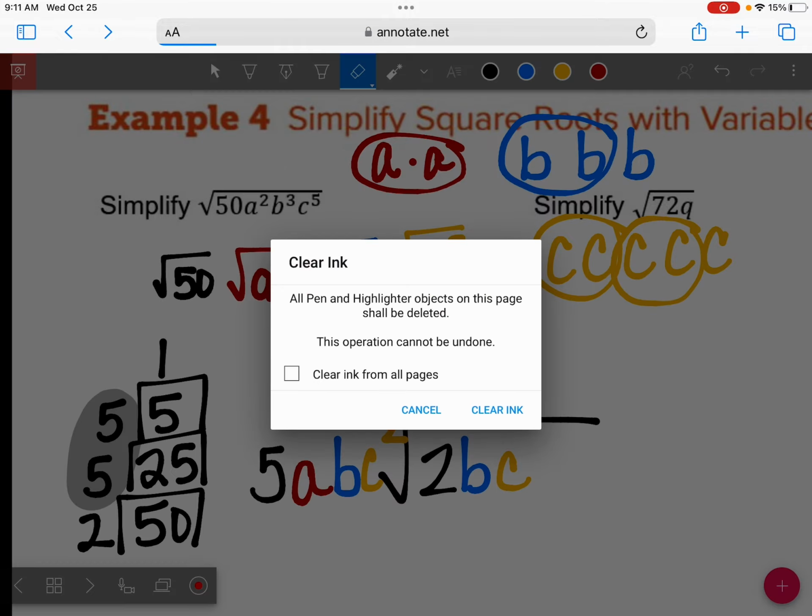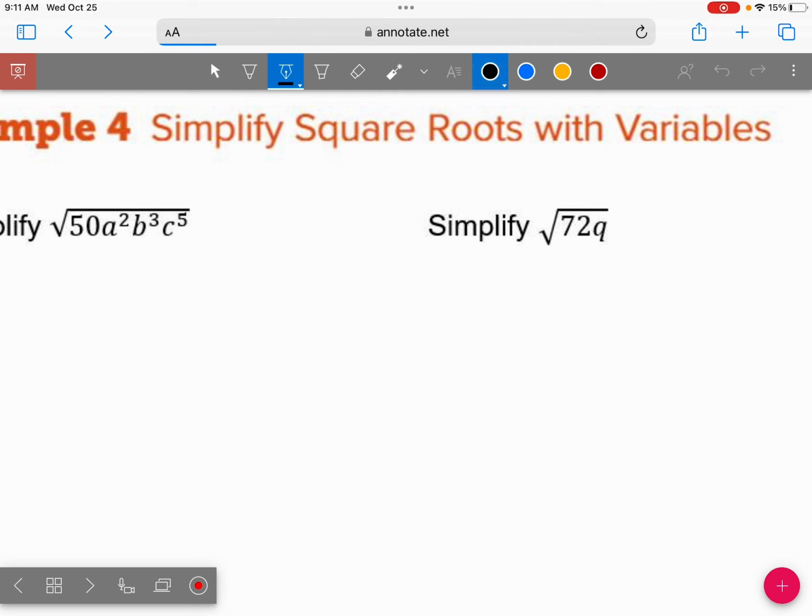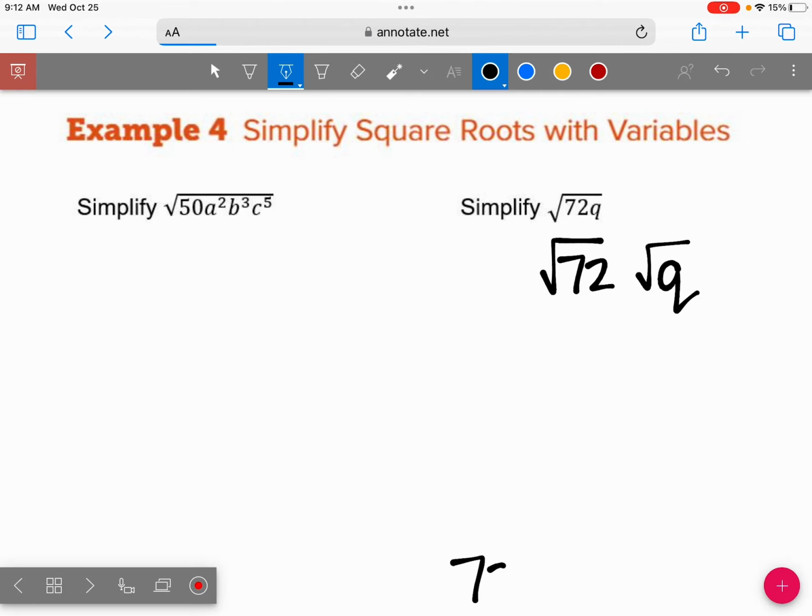All right, so let's go ahead and look at the square root of 72q. We're going to start off by separating it out. So I have a 72 and I have a q. Numbers, you go ahead and build your cake. Go ahead and build your cake with 72.